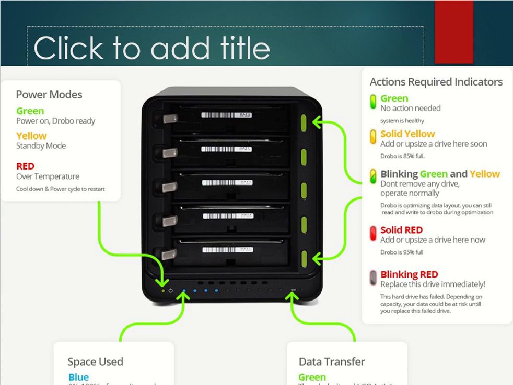If it is green, that means it is totally healthy, but if it is red or another color, that means you need your attention. You have to pay attention to that device, and it indicates by using red you have to replace the hard disk.